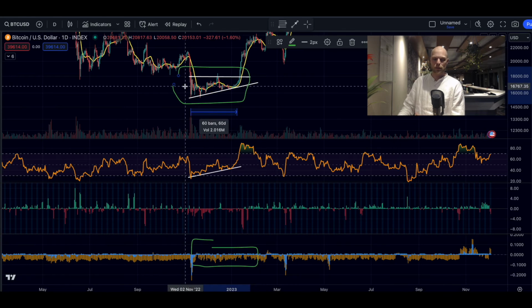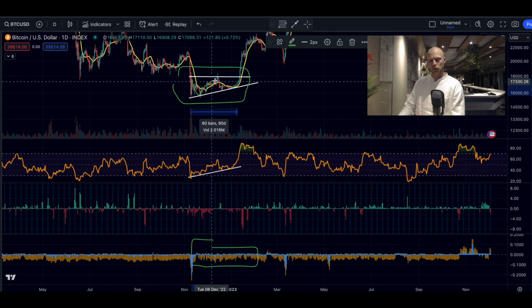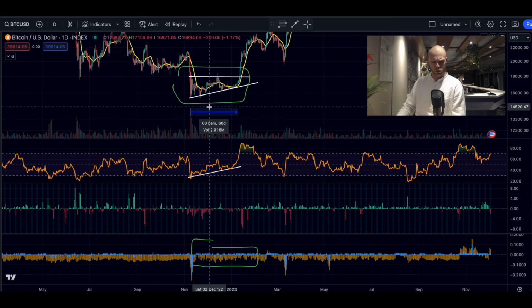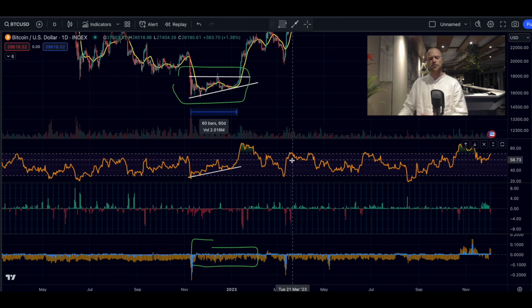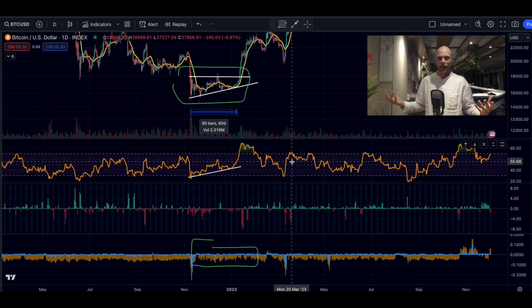But this is a similar example where we have also a nice structure, kind of a W formation right here, an ascending triangle. We're at the 60-day cycle low right here. We trade above the 10-day moving average, negative funding rates, relative strength index going up. Definitely a perfect cocktail for a long position.